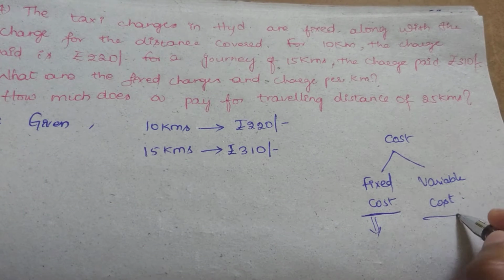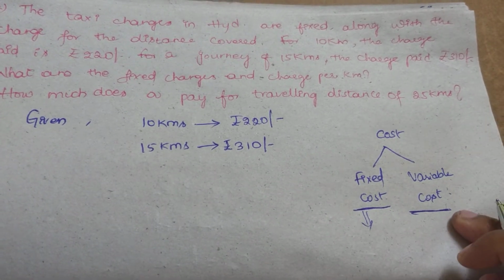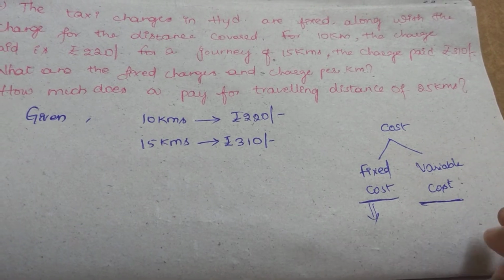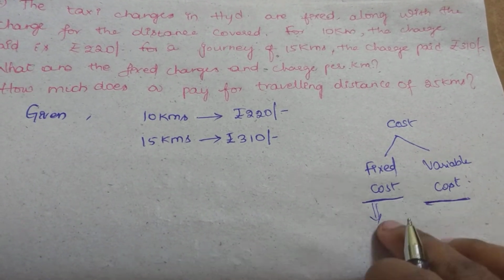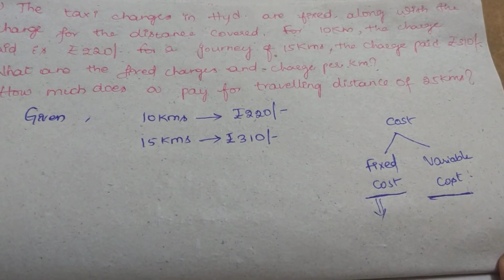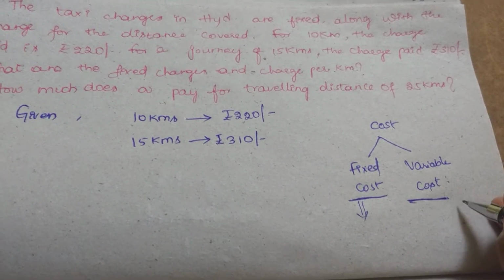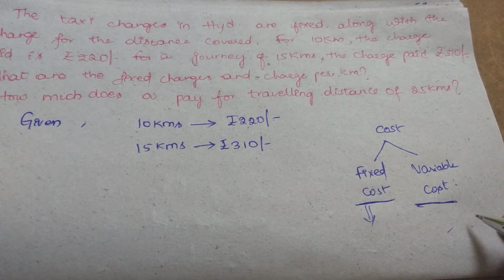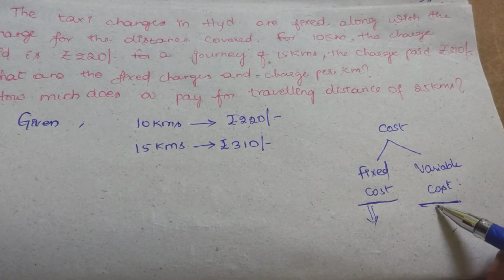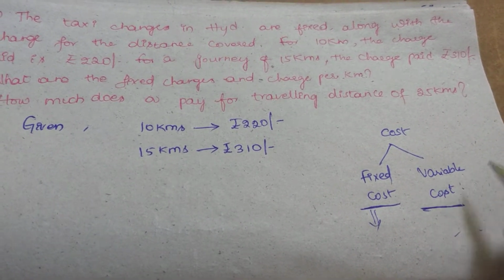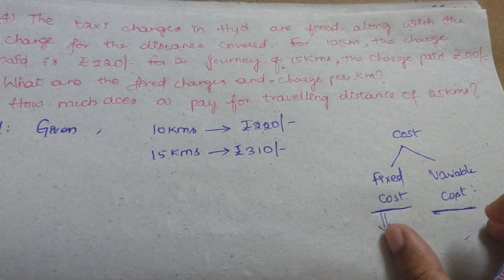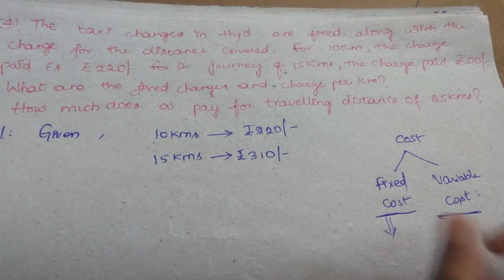What is variable cost? Variable cost is nothing but the cost that varies depending upon the distance we have traveled. If we travel more distance, then the variable cost will be more. If we travel less distance, then the variable cost will be less. So here the cost that is incurred depends upon the distance we have traveled.